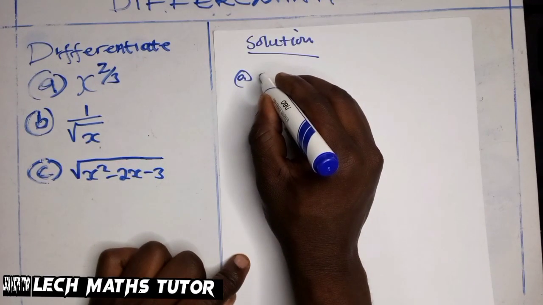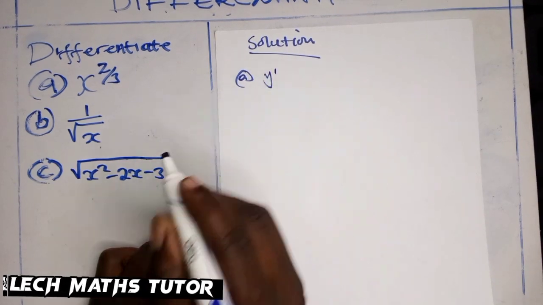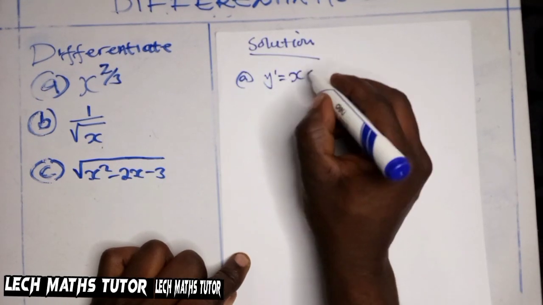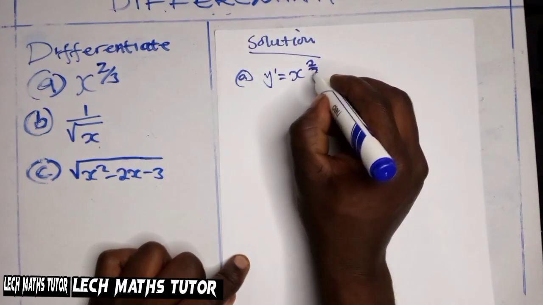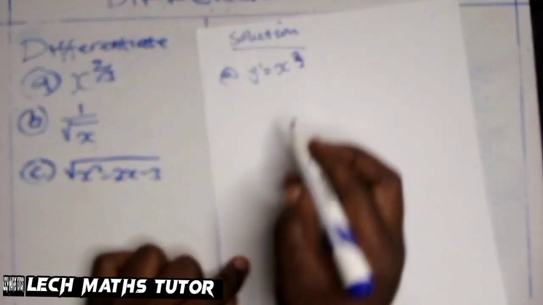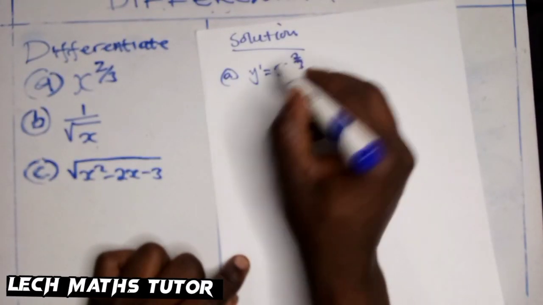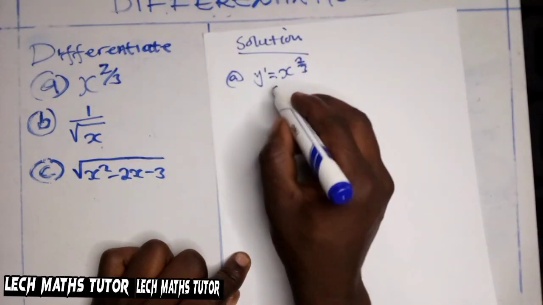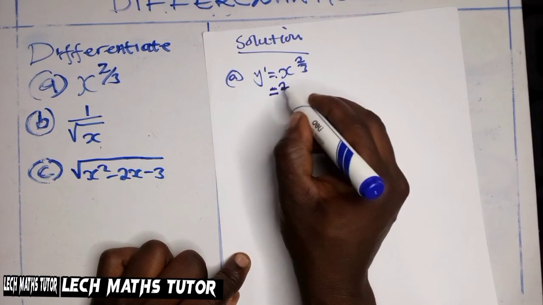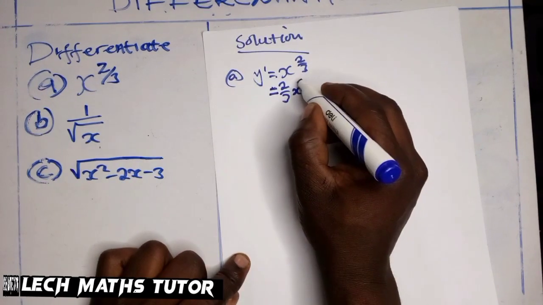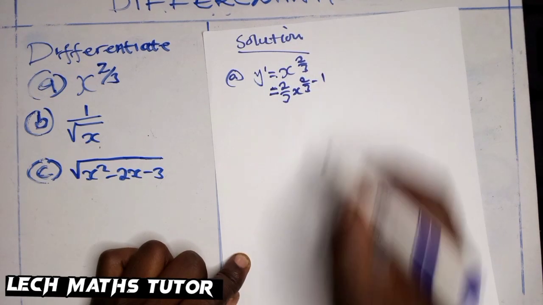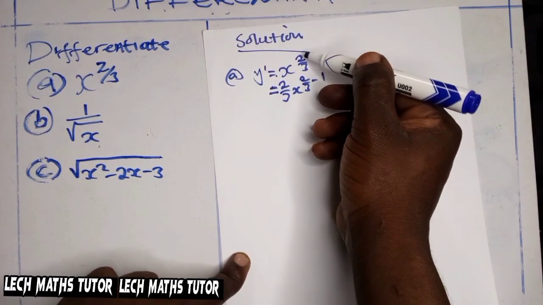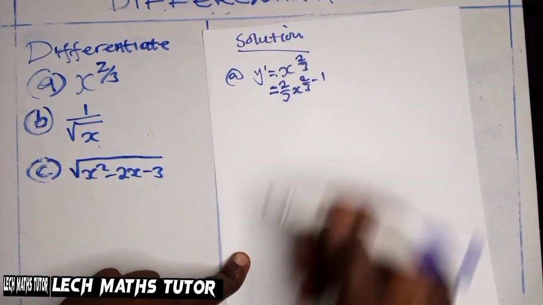For A, we have to differentiate using y prime. If you want, you can use dy over dx. So we are using y prime, which is equal to x power 2 over 3. We all know that when differentiating, we have to multiply this power by the number which is here, in which here there is 1. So 2 over 3 is going to be 2 over 3 x power 2 over 3 minus 1. You have to subtract 1 from this power after you have multiplied it with the number which is here.